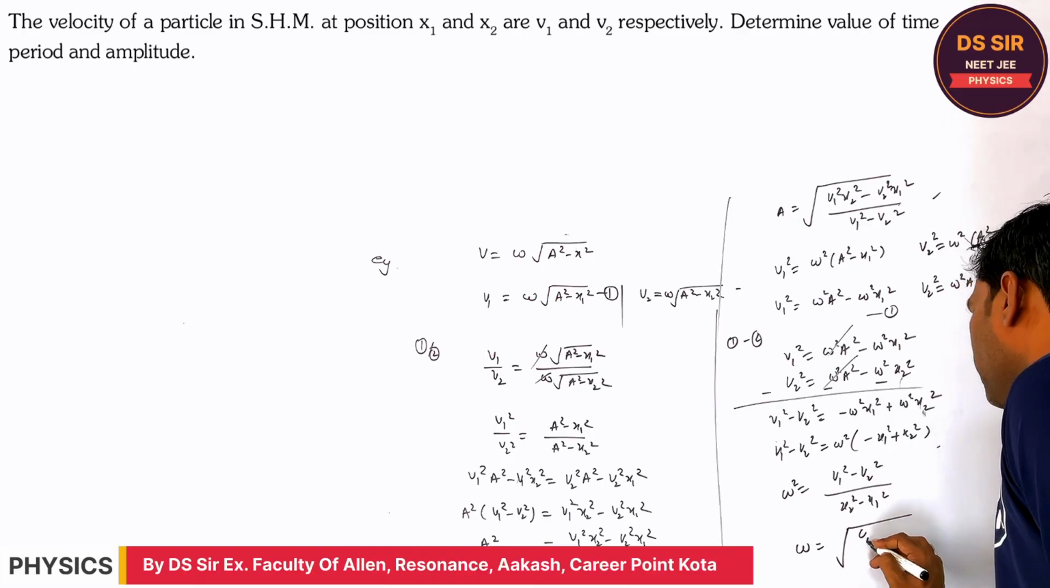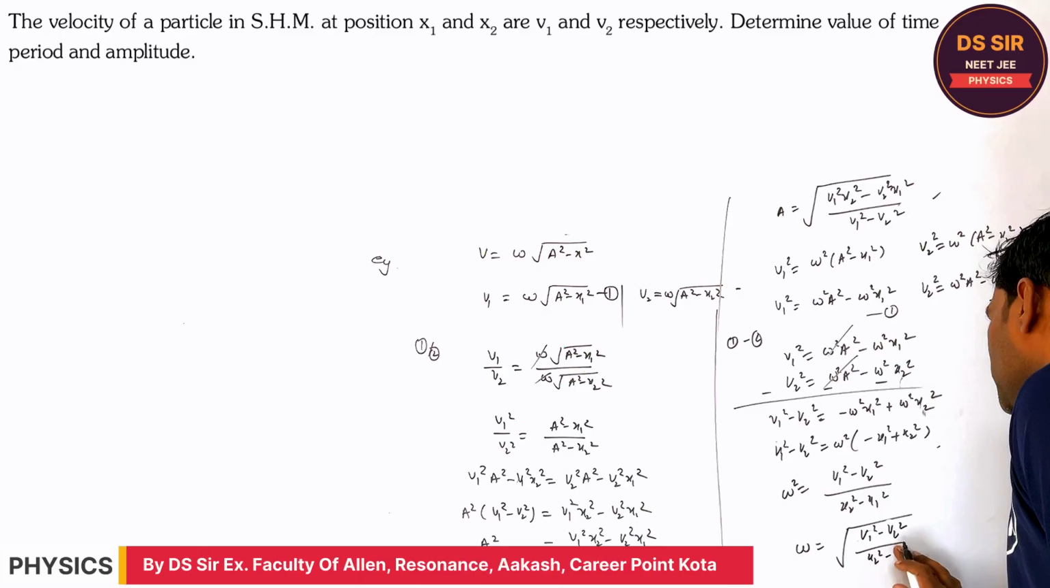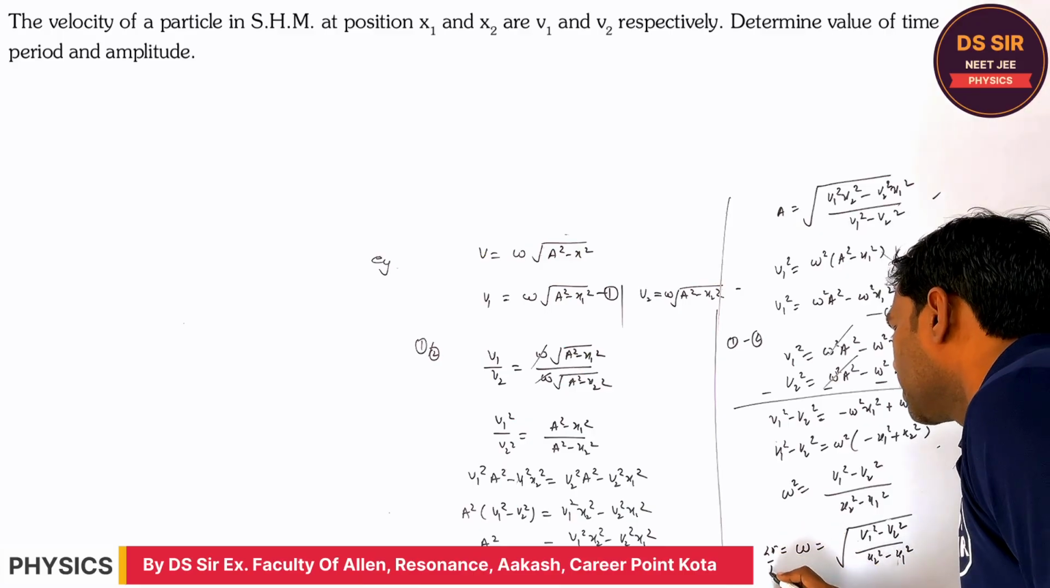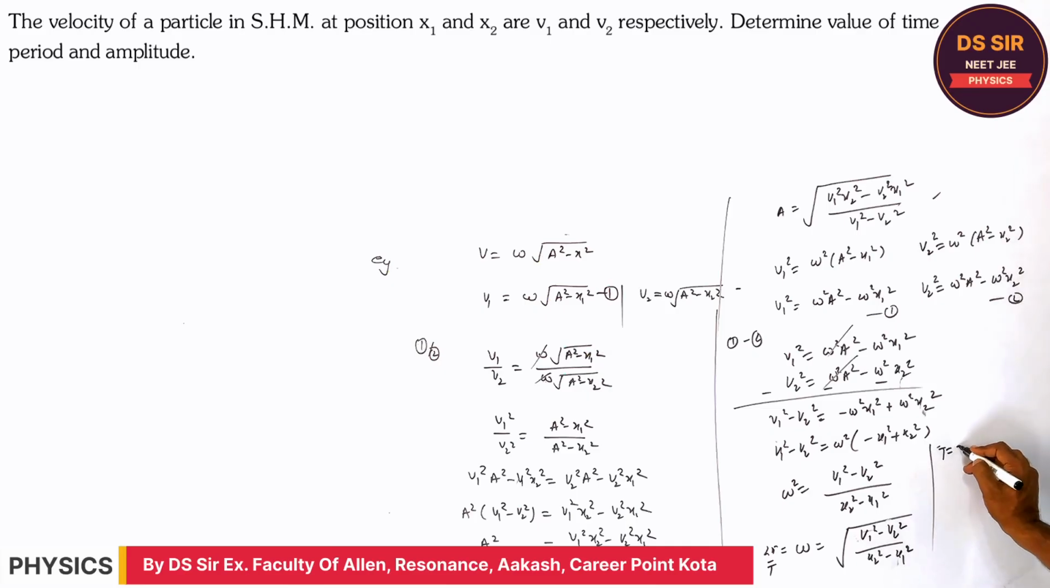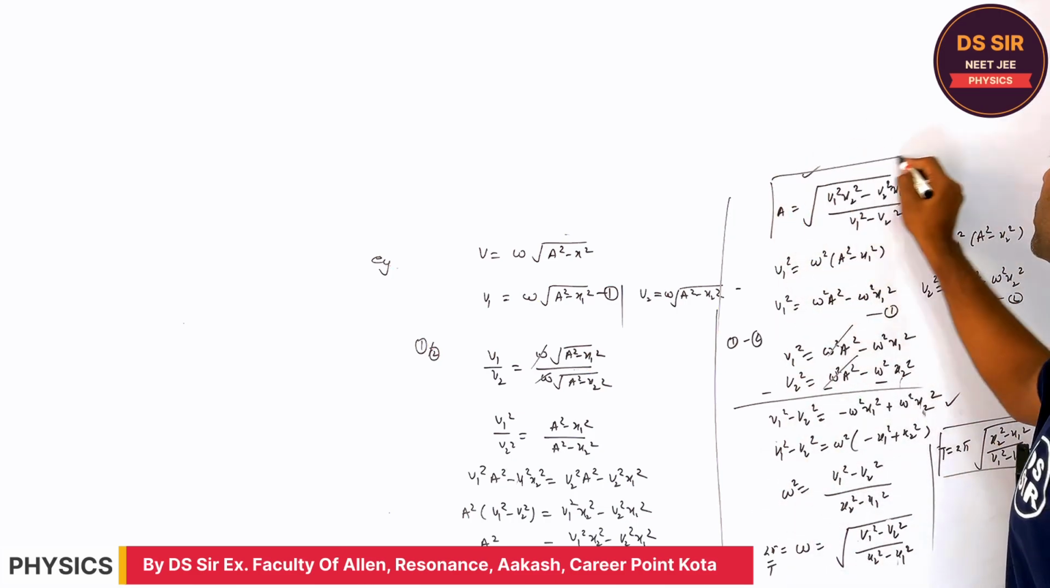Omega is equal to root of v1 square minus v2 square upon x2 square minus x1 square, which is equal to 2 pi by T, and T is equal to what? 2 pi root x2 square minus x1 square upon v1 square minus v2 square, right? So this is the time period and this is the amplitude.